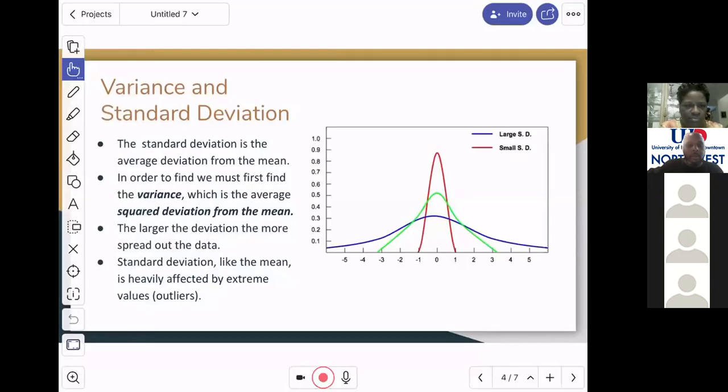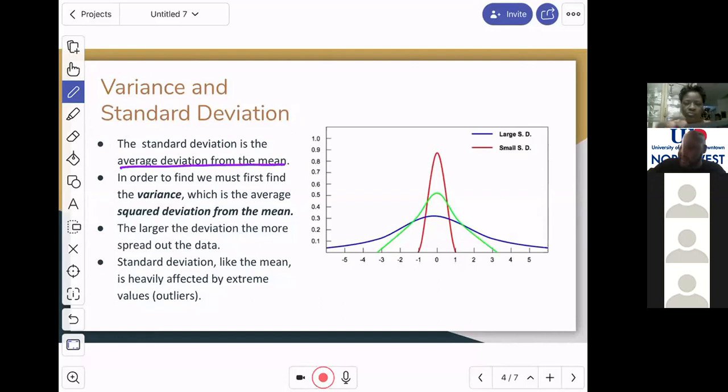All right. So again, we started talking about the variance and the standard deviation last time. And remember, we went by the definition of standard deviation: the standard deviation is the average deviation from the mean. Once we had that defined, we did everything from there. And there's two types of standard deviations, all right?